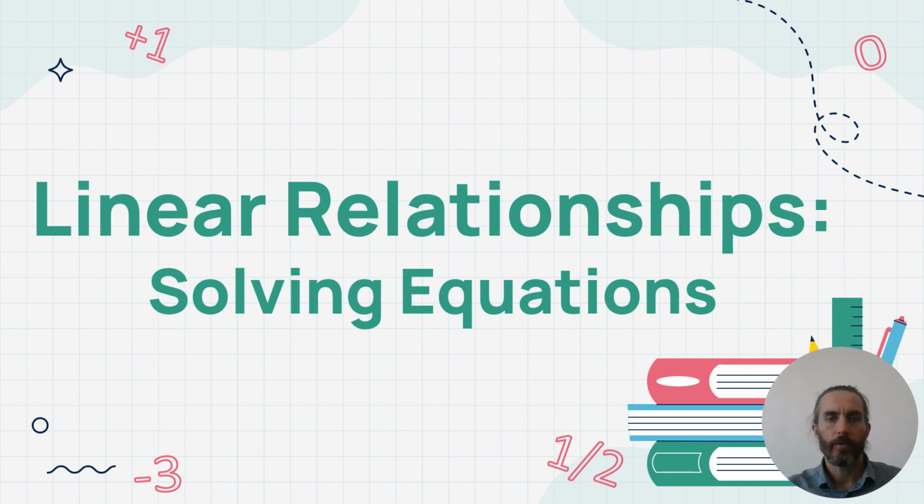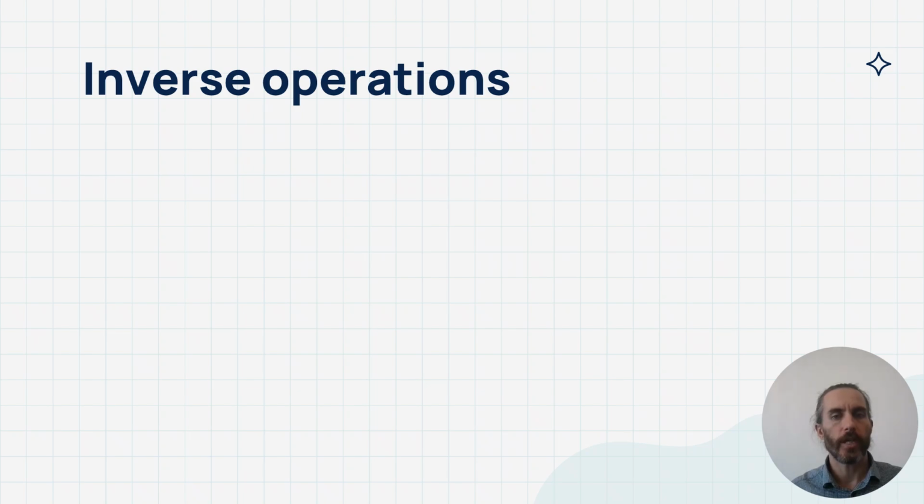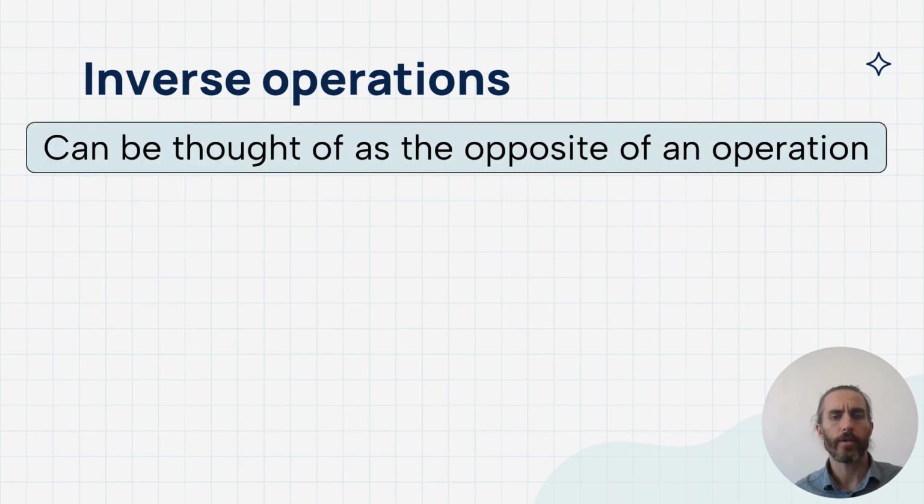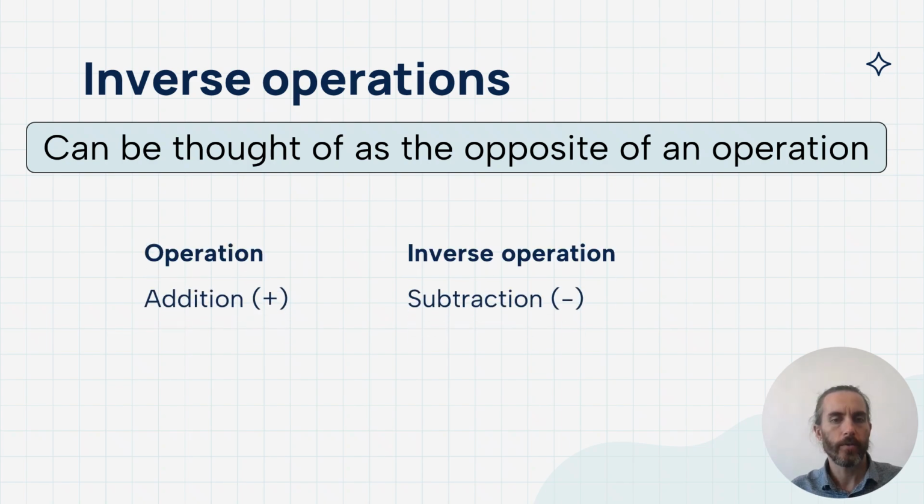Okay, so now that we've got a solid foundation in the basics of algebra, we can move on to linear equations and how we're going to solve them. So we're going to use inverse operations to solve these equations, and these can be thought of as the opposite of an operation. So if we take one example, we take addition.